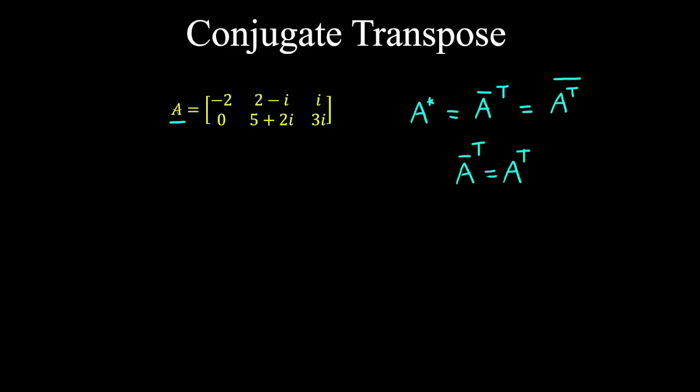So for example, to find the conjugate transpose of A, we find the conjugate first. So the conjugate of a complex number with only a real component is equal to the real component, and the conjugate of 2 minus i is 2 plus i, and of i gives minus i, and then we have 0, 5 minus 2i, and minus 3i.